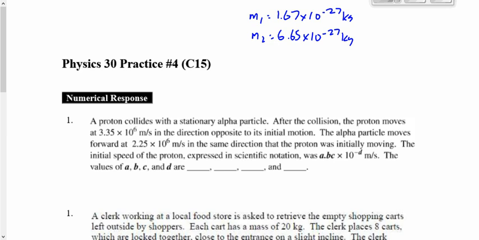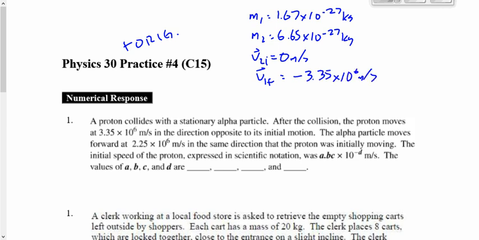They're particles that collide with each other. The proton collides with a stationary alpha particle. So we're going to say M2 is the mass of the alpha particle, but we're going to say V2I is 0 meters per second because that alpha particle isn't moving initially. Now, after the collision, it says the proton moves at this speed opposite to its original direction. I'm going to say its original direction is positive. Then V1F, the proton after, is moving at negative 3.35 times 10 to the 6 meters per second.